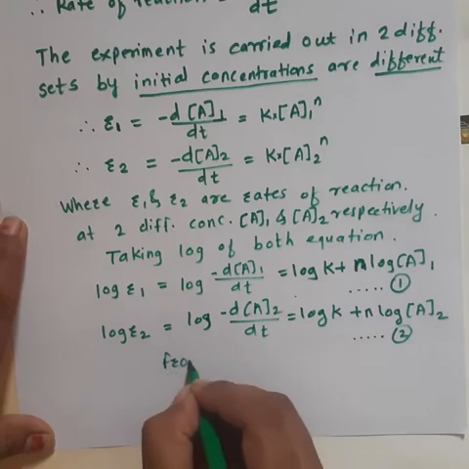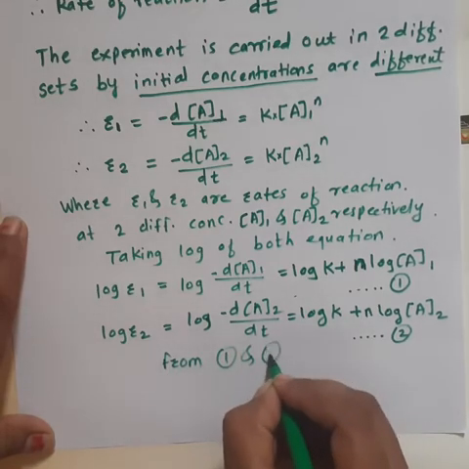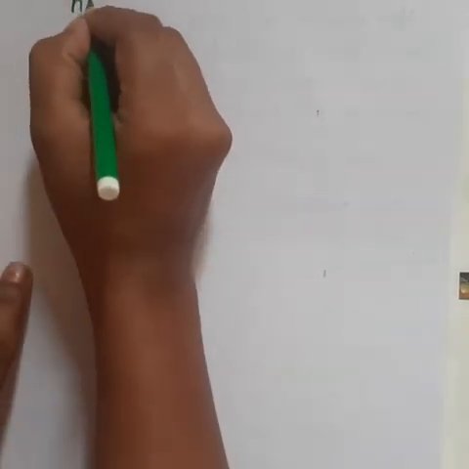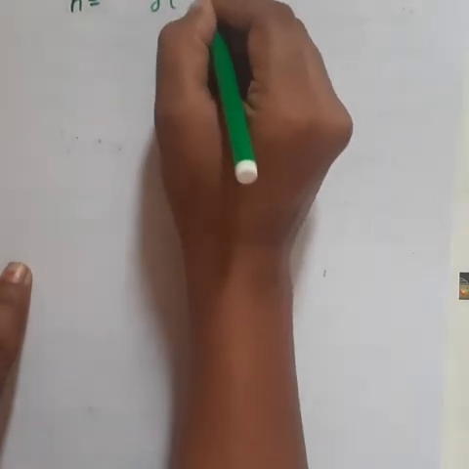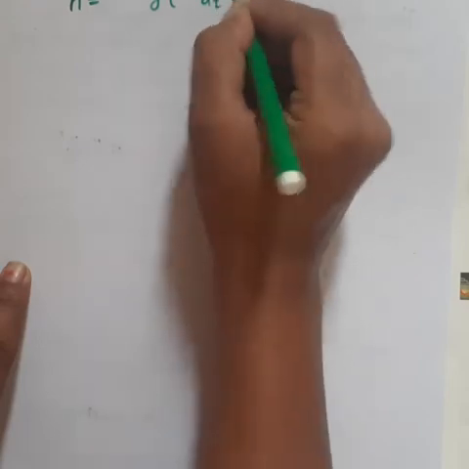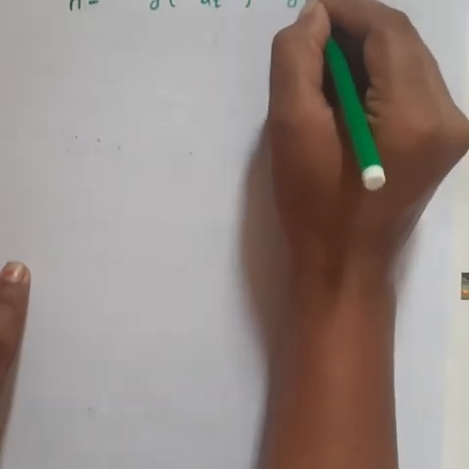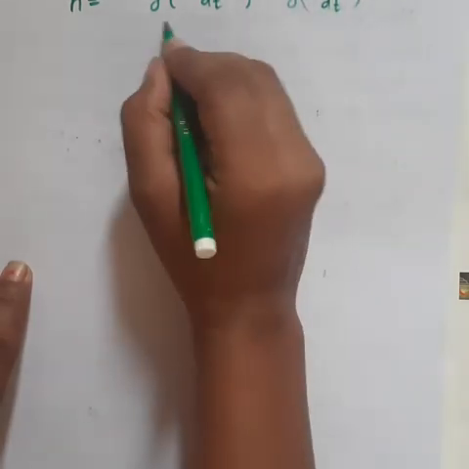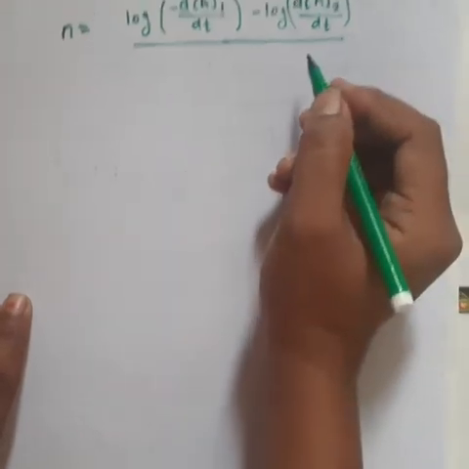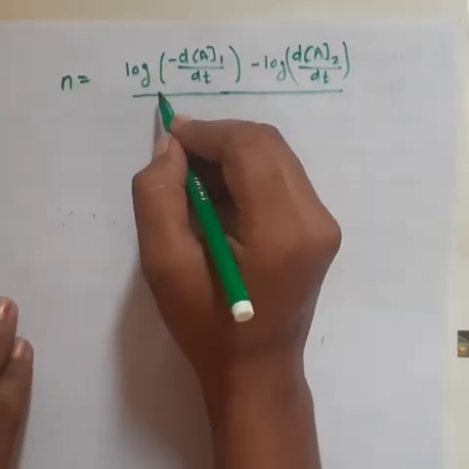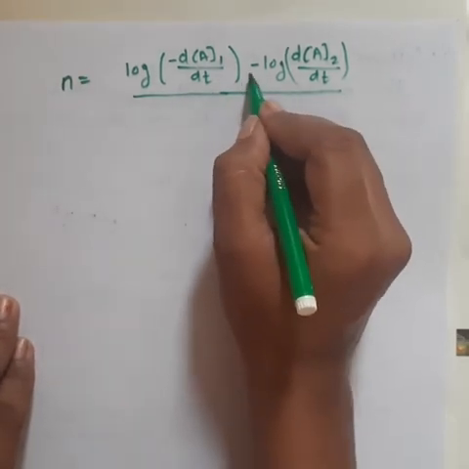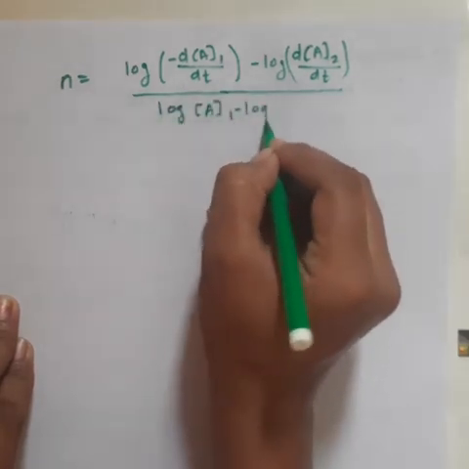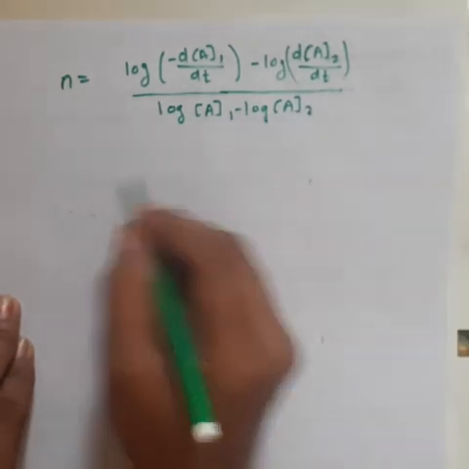So what can we write from equations 1 and 2? From 1 and 2, n is equal to log of minus dA1 upon dt minus log of minus dA2 upon dt, divided by log of A1 minus log of A2.